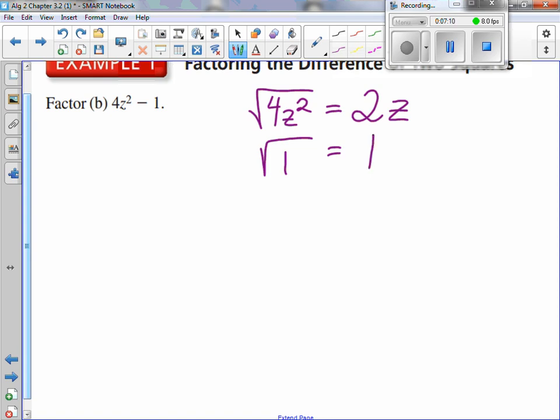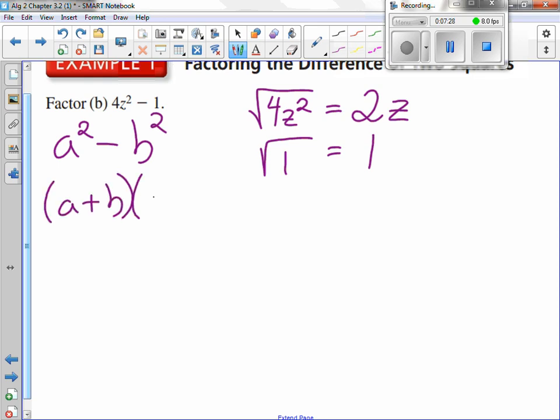1. So are 4z squared and 1 both perfect squares? Well, yes, the square root of 4z squared is 2z, and the square root of 1 is 1. So that tells me I do have a perfect square, a squared minus b squared, which simplifies to what? A plus b times a minus b.